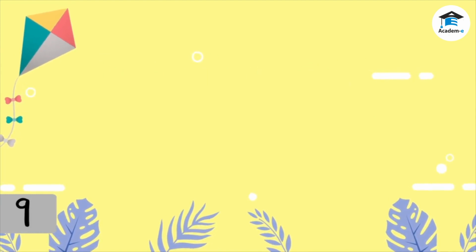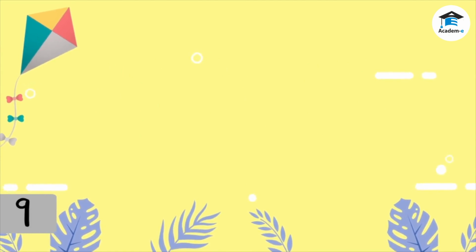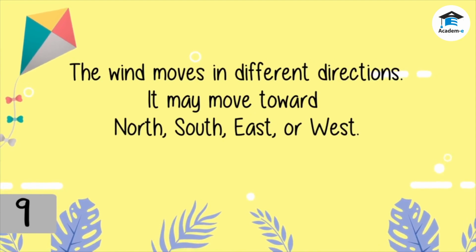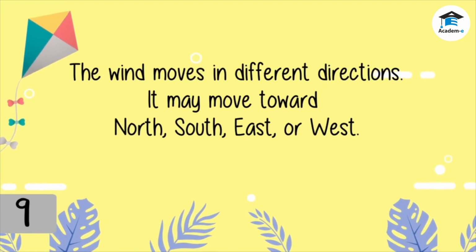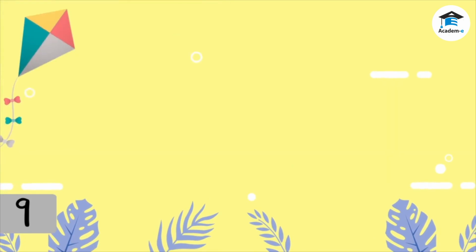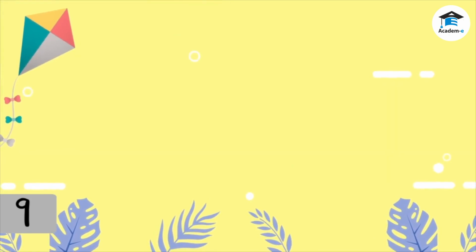Look outside of your house. Is there wind? What things outside can help you tell the wind direction? The wind moves in different directions. It may move toward north, south, east, or west. A wind vane is used to determine the direction where wind moves. In studying the weather, it is helpful to know where the wind comes from.